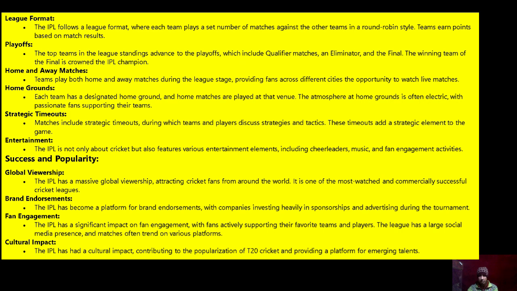So next question is how players can prepare for the world level cricket tournaments. So the answer is, preparing for world level cricket tournaments requires a holistic approach that covers various aspects of a player's game, fitness, and mental well-being. So here are some key considerations for players looking to prepare for the world level cricket tournaments.